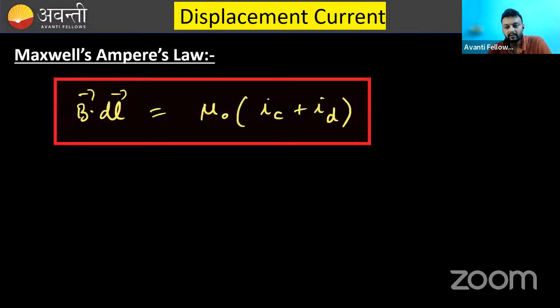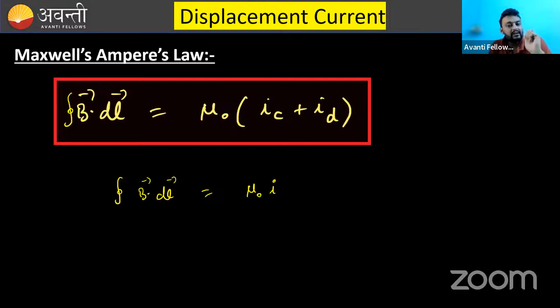Okay. Moving further. Now, what is Maxwell's Ampere's law? I think everybody knows Ampere's law: the integral of B dot dl is equal to mu naught times the current enclosed by the loop. This was Ampere's law that we have discussed already in the previous classes.